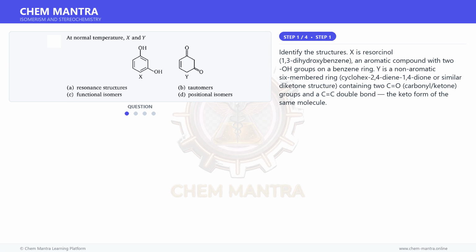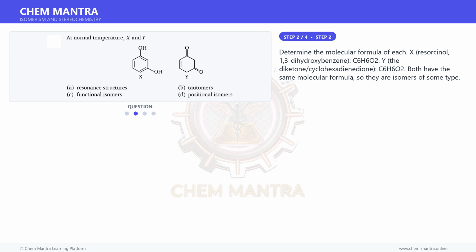Identify the structures. X is resorcinol, 1,3-dihydroxybenzene, an aromatic compound with 2 OH groups on a benzene ring. Y is a non-aromatic 6-membered ring, cyclohexa-2,4-diene-1,4-dione or similar diketone structure, containing two C=O carbonyl ketone groups and a C=C double bond, the keto form of the same molecule. Moving on to the next step.